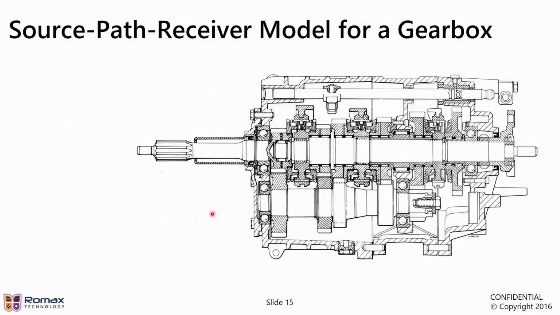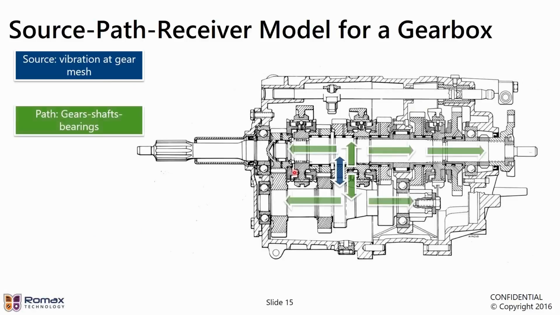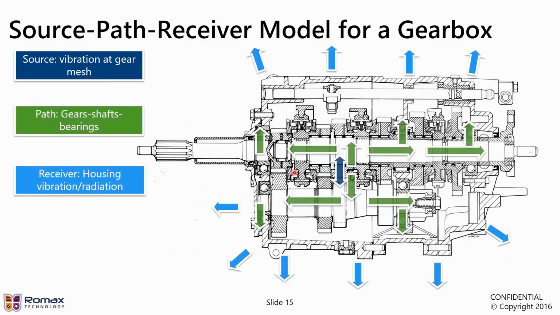So for a gearbox, the source path receiver model is quite straightforward. So our source, as we say, is the vibration excitation at the gear mesh, which comes from transmission error, which is transmitted through the gears and the bearings under the gears, through the shafts and through the main bearings into the housing, where it can then be radiated as noise, for example, or excite vibration through mounts to other parts of the structure, or through the input and output shafts.